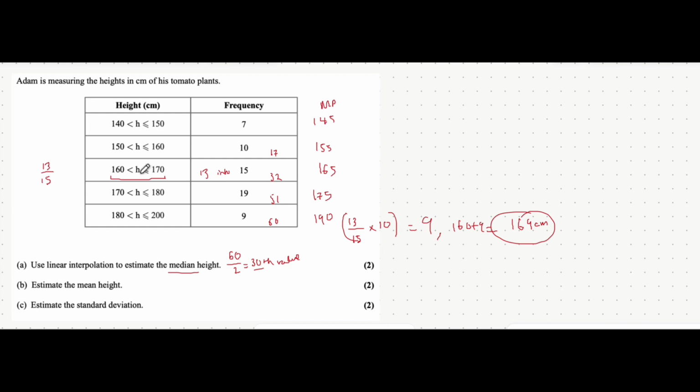Again, I say roughly because this is grouped data and we're assuming that everything is equally spread apart. Of course, that's not true in real life. That's why it keeps saying estimate throughout this question, because it's grouped data.